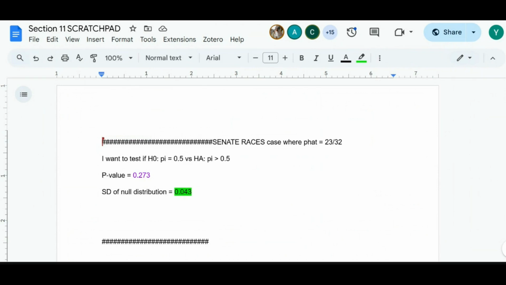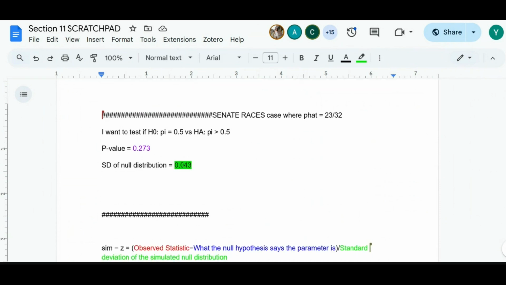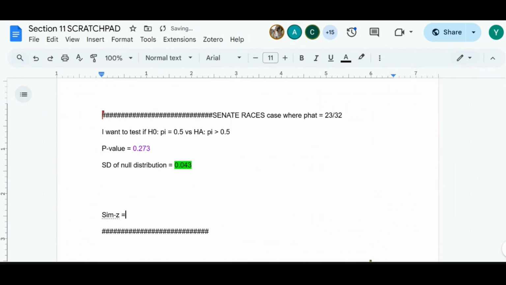All right. So now we have a Senate race example. P hat is 23 out of 32 correct. The null hypothesis says pi is 0.5 in the long run. Alternative says pi is more than 0.5. Let's get the p-value and the SD out, right? Let's see the simulation, all right? And then we'll ask you to calculate sims. Okay, I don't want this to be in green here, so I'll put this down here. I'll also ask you to calculate SimZ after we have all this information here.